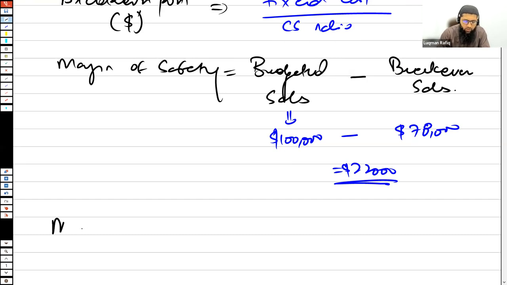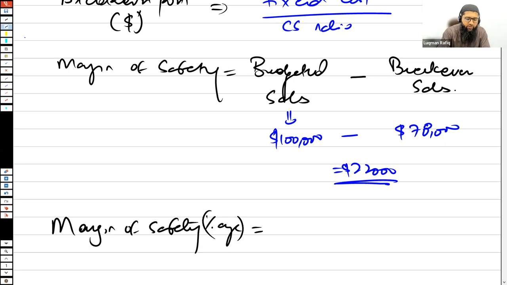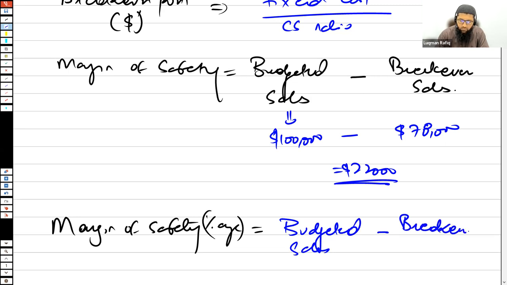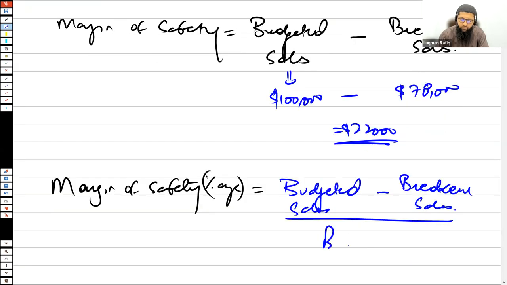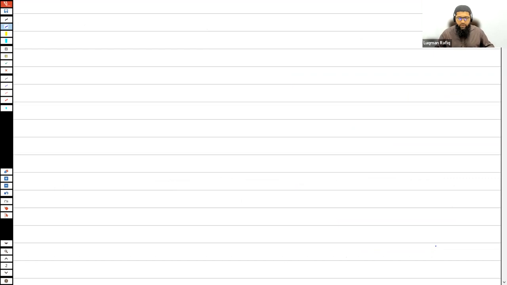Similarly, if I talk about the margin of safety percentage, how exactly am I going to do it? It's going to be budgeted sales minus break-even sales, divided by budgeted sales. So margin of safety percentage is the budgeted sales minus the break-even sales divided by the budgeted sale. That's what the margin of safety percentage is.